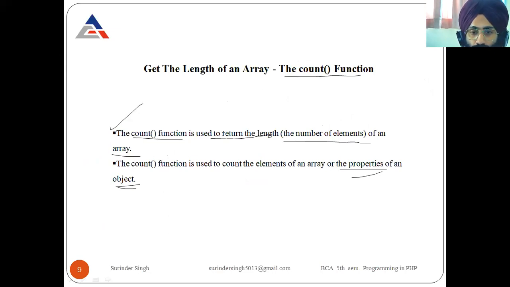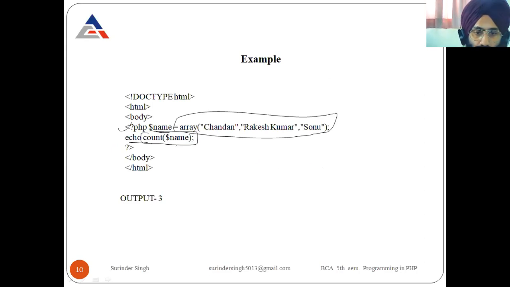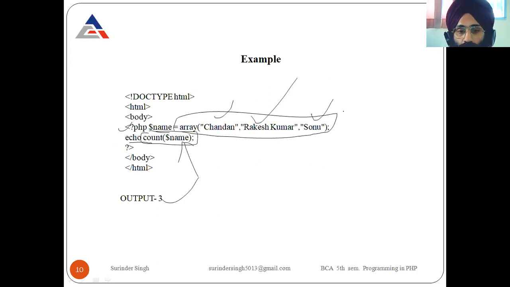The count function is used to count the length of the array or the total number of elements in the array, like we are using in this example. This is our array name, we are assigning values, and here we are printing in echo the count, and we are passing it name. The count function accepts one variable, an array, clear. It prints 3 because we have 3 values.